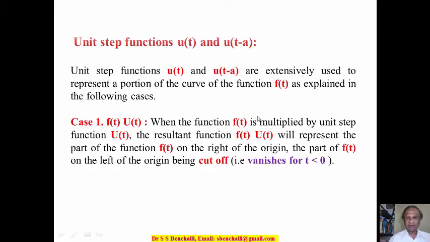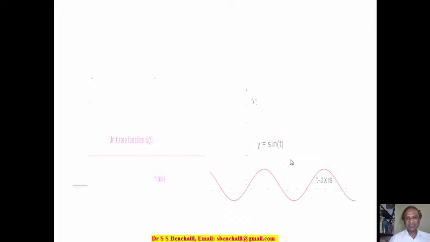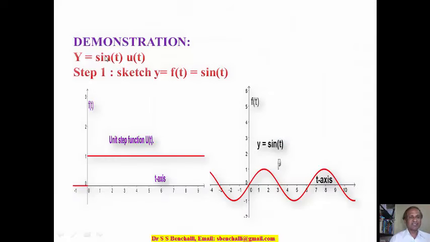When f of t is multiplied by the unit step function u of t, the resultant function f of t u of t will represent the part of the function f of t on the right of the origin, the part of f of t on the left of the origin being cut off. That is, it vanishes when t is less than 0. Is it clear?